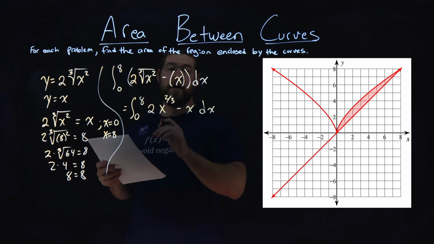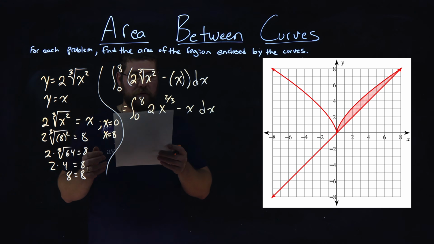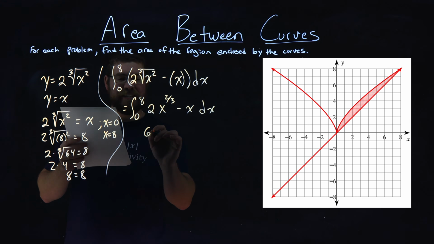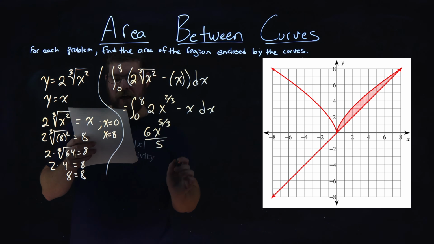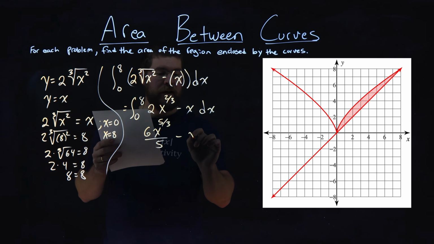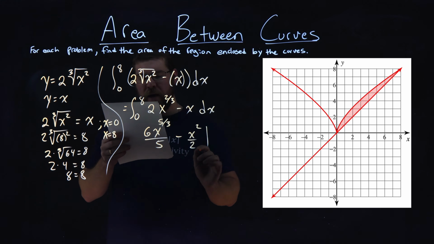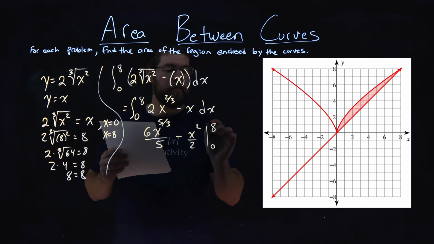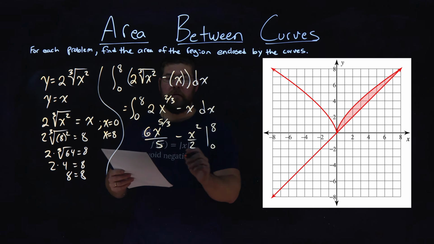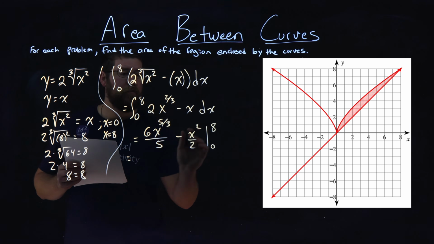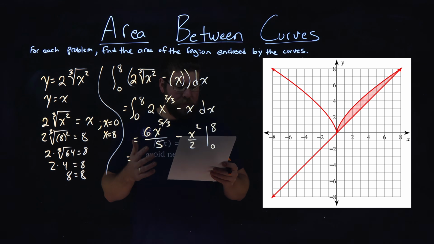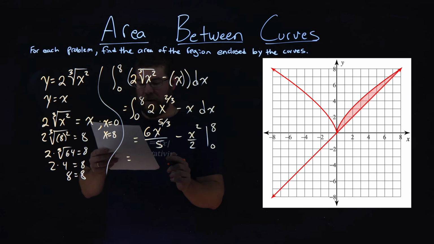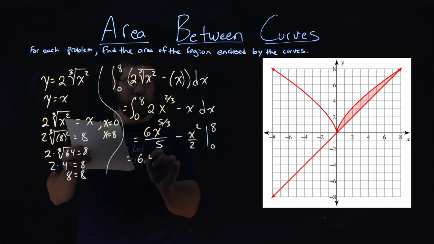And so now we want to find the integral of 2x to the 2/3 power, which is 6x to the 5/3 power over 5. And the integral of x is x squared over 2. And we're integrating this from 0 to 8. So now from here, we first plug in 8 for x and simplify. When we plug 8 in for x and simplify, we get 6.4.